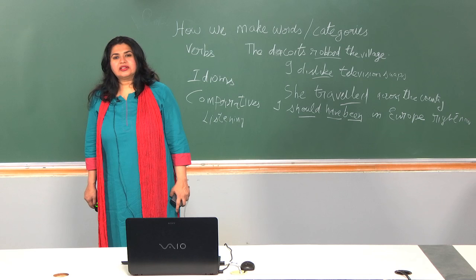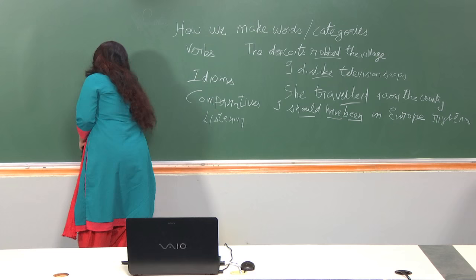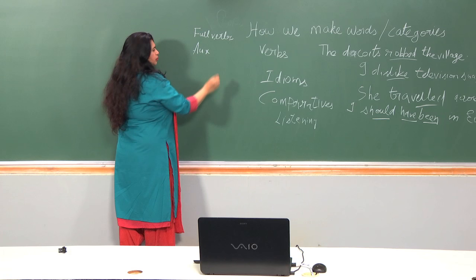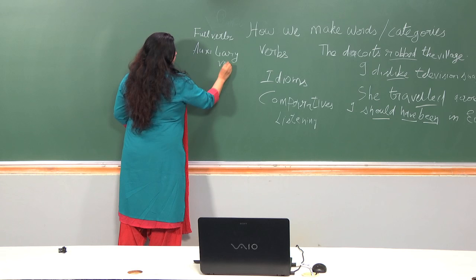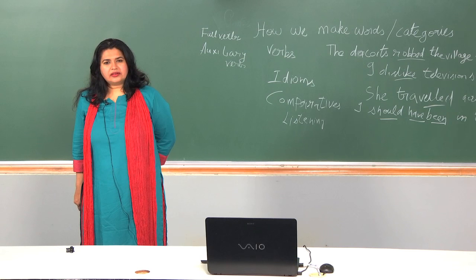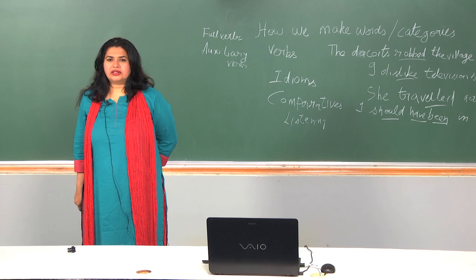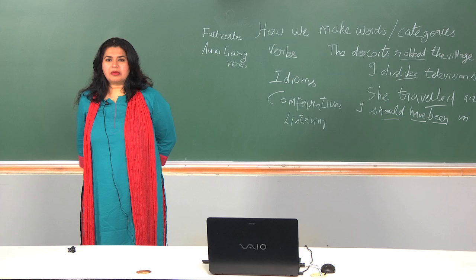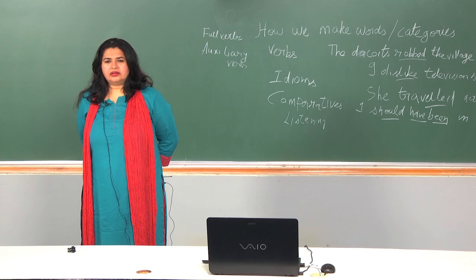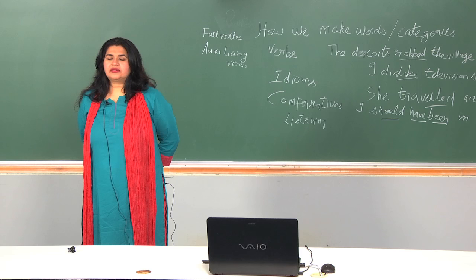However, there is another category called auxiliary verbs. You have full verbs that do not need any support. You have auxiliary verbs. Now, what are auxiliary verbs? These are also called helping verbs. Let's look at the examples of auxiliary verbs. Shall, should, can, could, may, might, will, would. Additionally, you also have must. In certain cases, you have need also. I need a book. I must have a book. You must do this. So, these are auxiliaries.